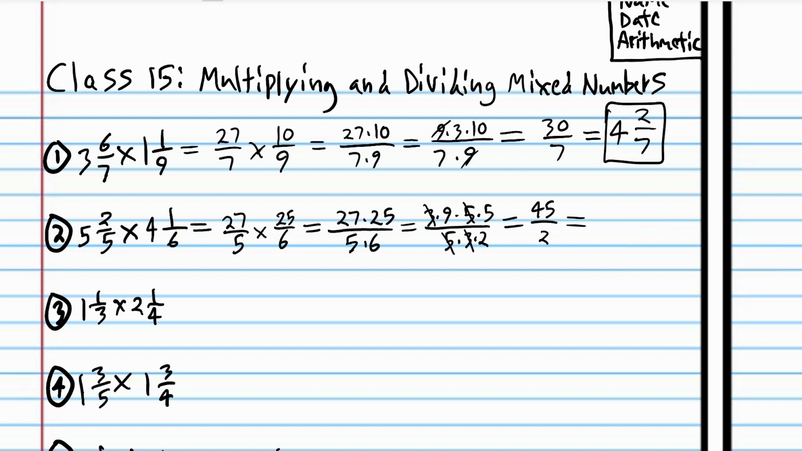So we need I think 2 more 2s, so 2 times 22 is 44. You can probably do that in your head, but if you want to write it down, that's what it'll look like. So 2 times 22 is 44. So 2 goes into 45 22 times. And 45 minus 44 is 1. That's the remainder, and you just rewrite the denominator. So 5 2/5 times 4 1/6 is equal to 22 1/2.